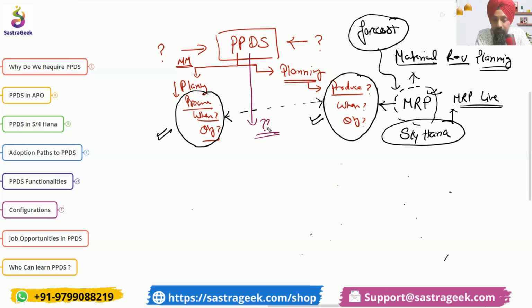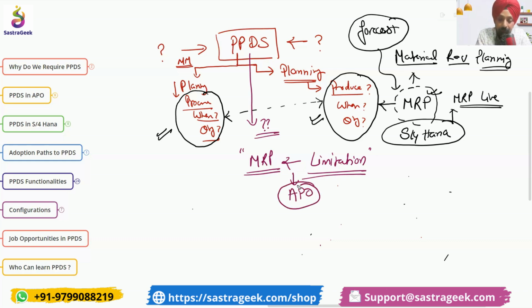That's the question that arises. To understand where we need to use PPDS, you need to understand that MRP has a lot of limitations. In a lot of scenarios MRP does not respond or cannot do accurate planning. In those places we need to go for not only PPDS, where MRP does not support, we need to go for APO, Advanced Planning and Optimization.